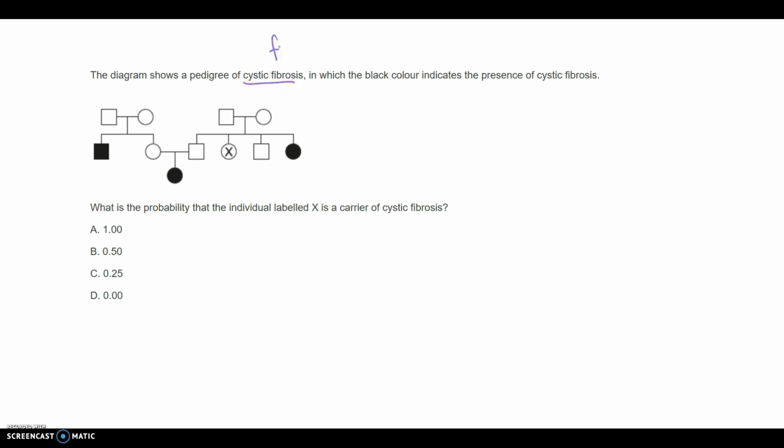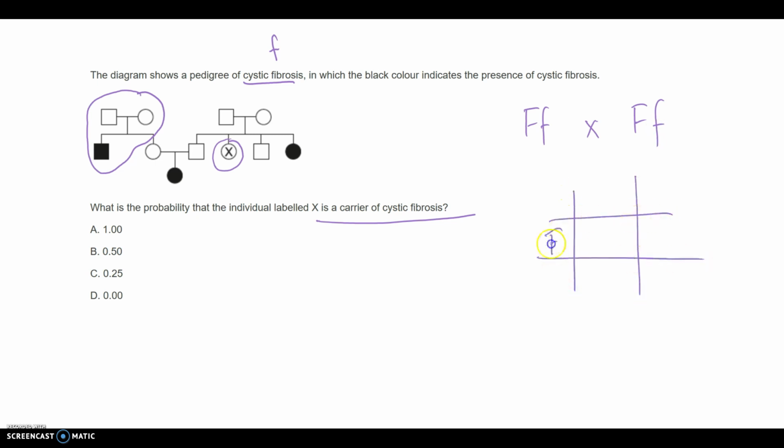Now, if we apply this to a question, this shows the pedigree for cystic fibrosis. We know that that is a recessive autosomal trait. We can see that also because of that setup anyway. Now we're being asked, what is the probability that this individual is a carrier of cystic fibrosis? We know that we've had two heterozygous parents, and we're asked what is the chance that this child will be heterozygous itself. If you do a quick Punnett square, obviously that's homozygous, and this is heterozygous, therefore it is 50%, so it is B.